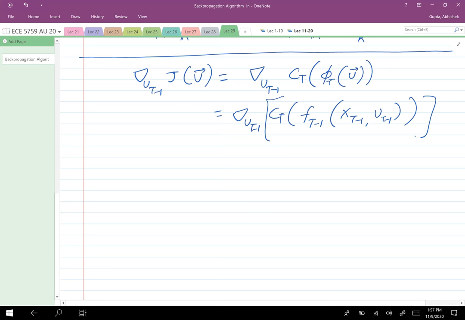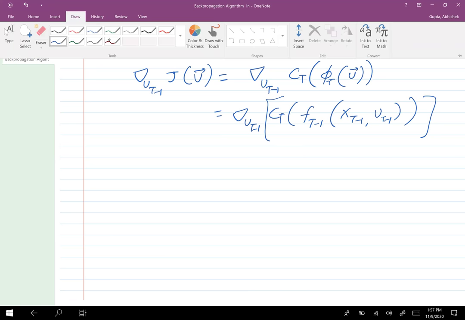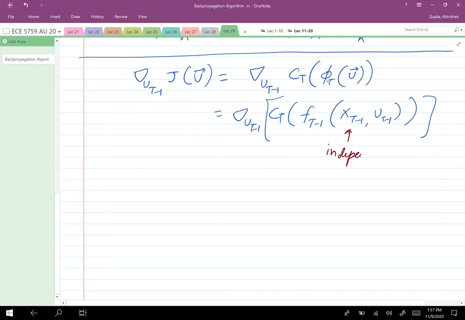So how should I compute this? I can apply the chain rule. So what kind of gradients am I going to get? Remember that x_{T-1} is independent of u_{T-1}, because x_{T-1} depends on u_0 to u_{T-2}. So it doesn't depend on u_{T-1}. So I don't need to worry about the dependence of x_{T-1} on u_{T-1}, because the only place where u_{T-1} appears is here.